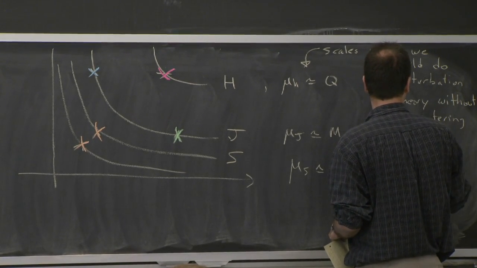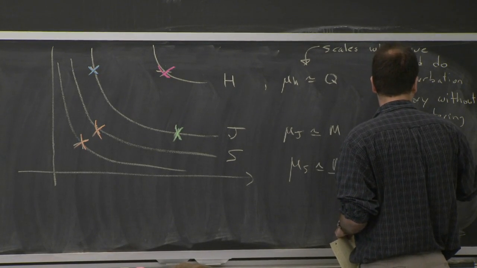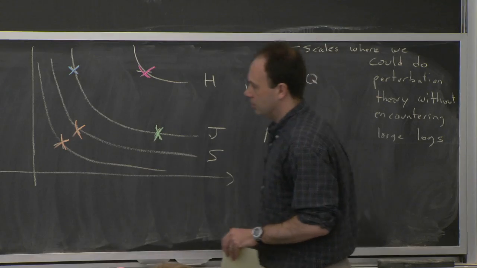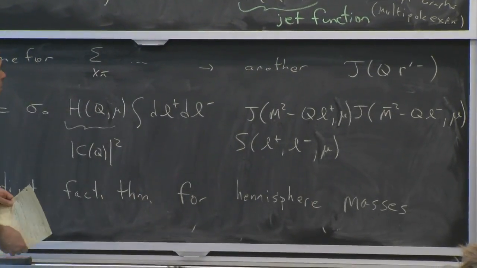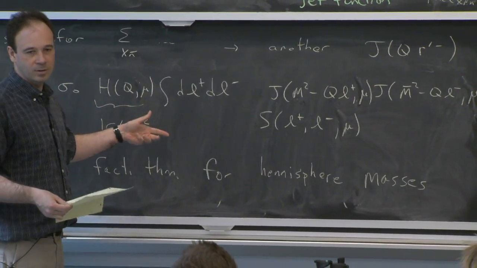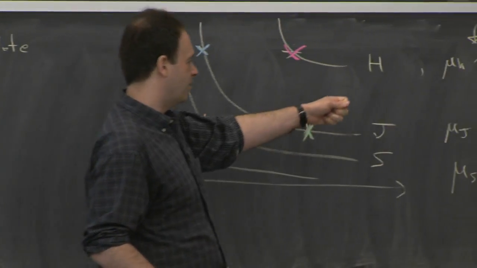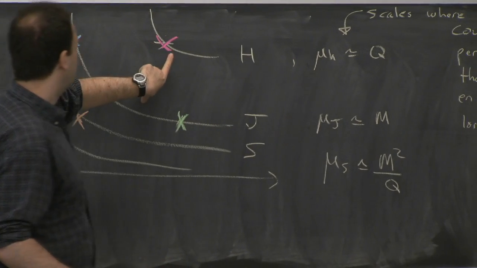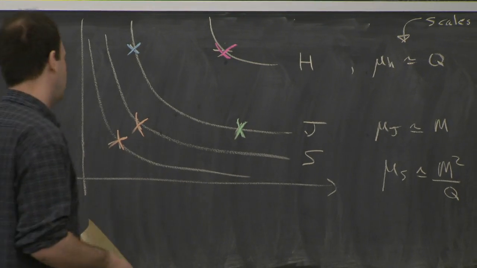But you see that it's a different scale for each of the different functions. So in this formula, there's a common mu, which is like a factorization scale. But each of the functions wants to live at a different mu, and we're going to have to do some renormalization group evolution to put things at the scales they want to be at, and then there'll be some resummation going on, and that's going to sum logs of m squared over q squared.